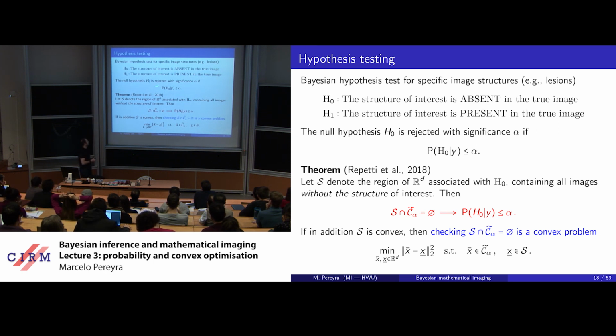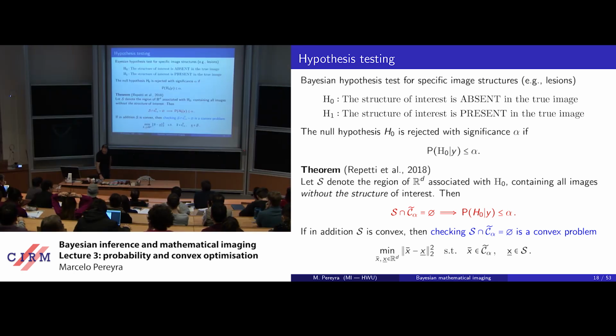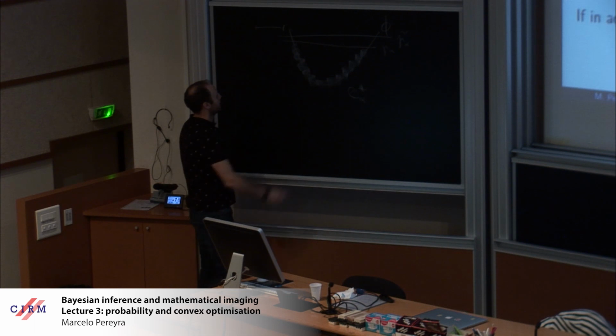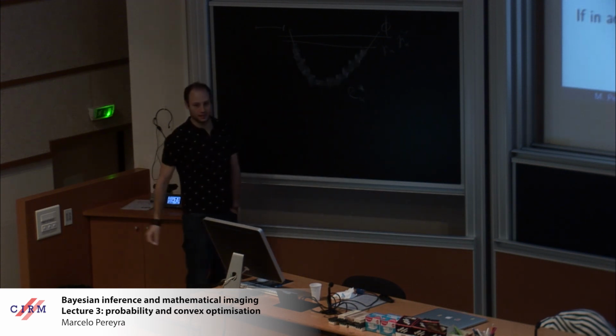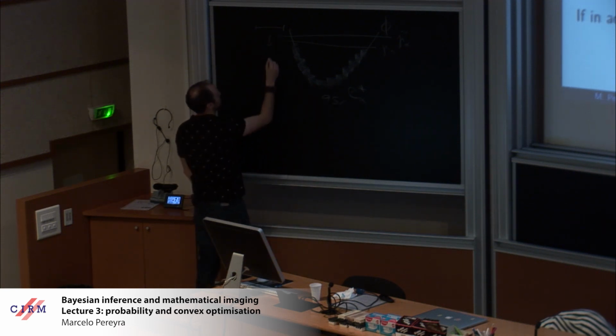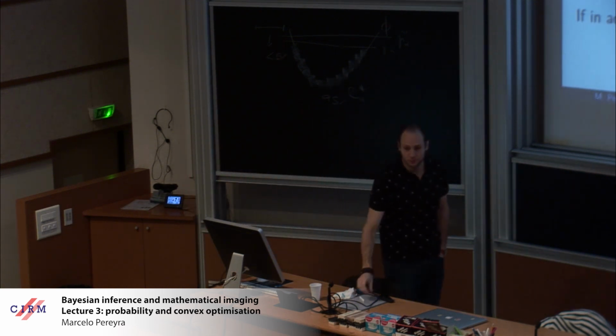So if your set S associated with H0 does not intersect with C tilde, then the probability of H0 is smaller than alpha. And the reason is very simple. If, let's say, my set S of all images without tumor falls here, and this part accumulates 95% of the probability, then this set cannot accumulate more than 5%, because otherwise I would have more than 100% probability.